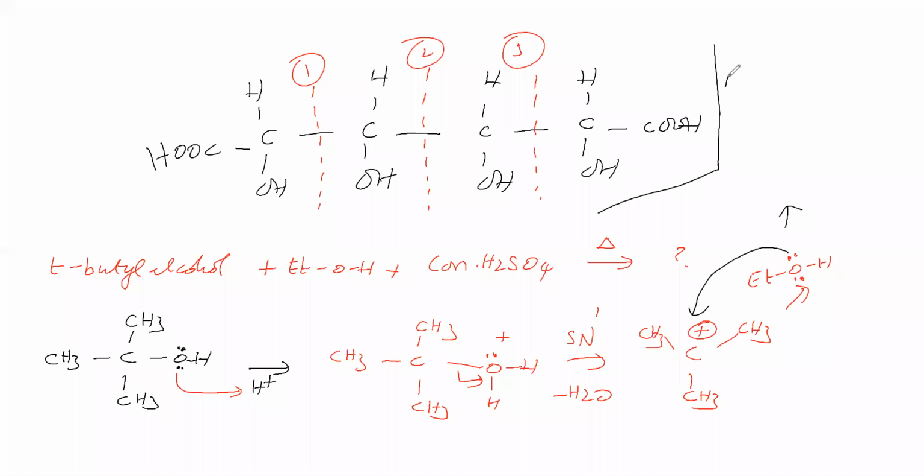We get CH3, and for ethanol we will write a positive charge here. From here H plus will be removed. Therefore what we will get is tertiary butyl ethyl ether. This is the product we are getting. So we got so and so product. Okay, we will take the next question.